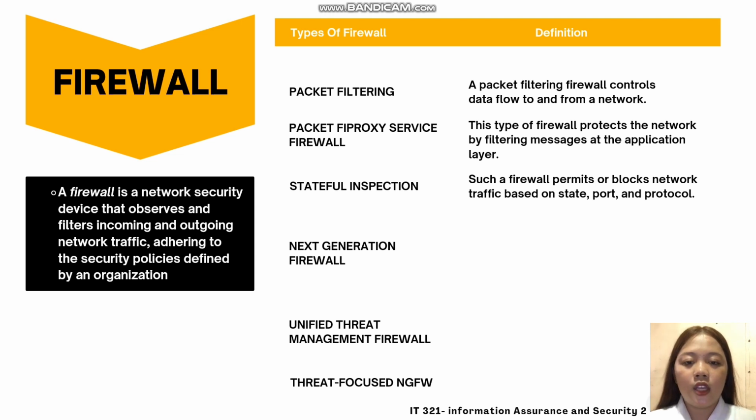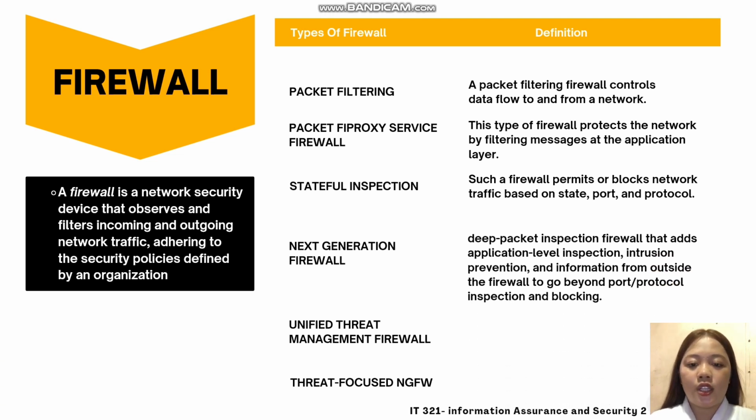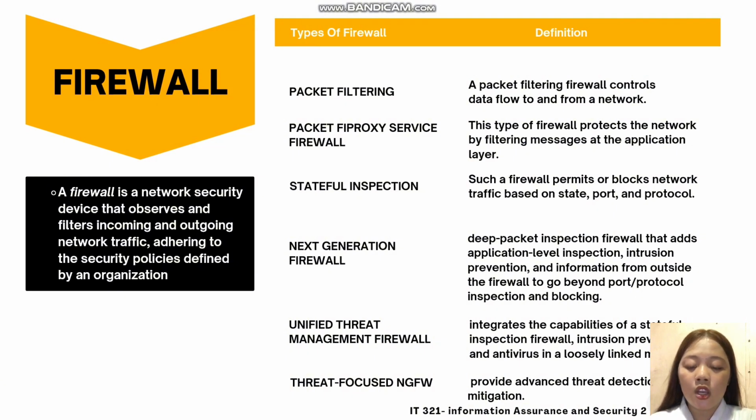The fourth is the next generation deep packet inspection firewall, which adds application-level inspection, intrusion prevention, and information from outside the firewall to go beyond port or protocol inspection and blocking. This next generation firewall is part of the third generation of firewall technology, combining a conventional firewall's and other network device filtering functions, such as an application firewall, using inline deep packet inspection and an intrusion prevention system.